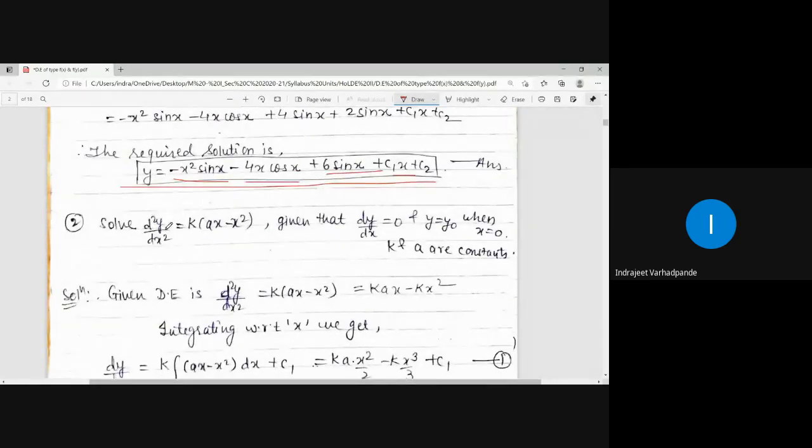The second example is given to you as d2y by dx square is equal to k into ax minus x square. Given that dy by dx is 0, y is equal to y0 when x equal to 0, k and a are constant. Now, can anybody interpret why these conditions are given? dy by dx equal to 0 and y equal to y0 when x equal to 0. These conditions are provided in the question so as to find the arbitrary constants.